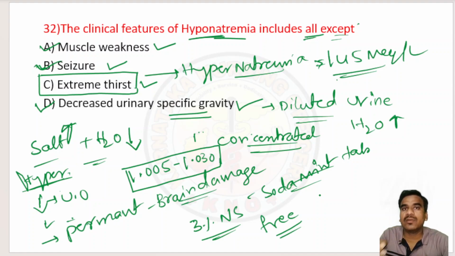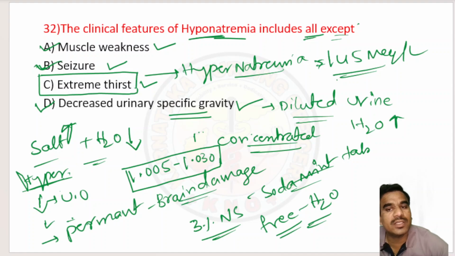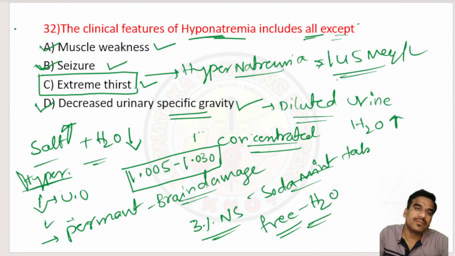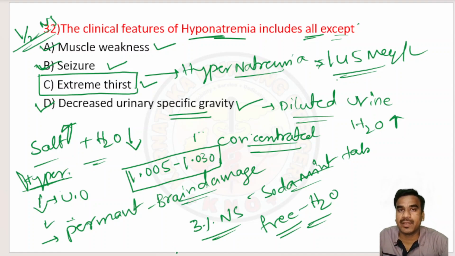Okay, so free water, and also we have to assess the urine output, and we have to measure the specific gravity. Free water is very important. H2O, and also fluid. So the fluid of choice is half NS. Half NS is the fluid of choice in hypernatremia.